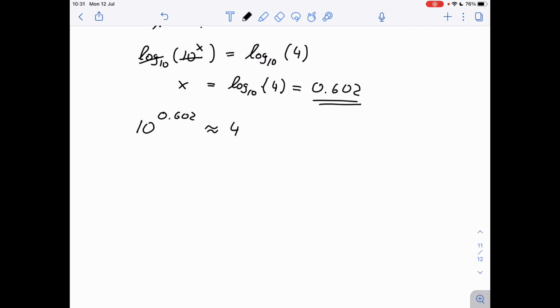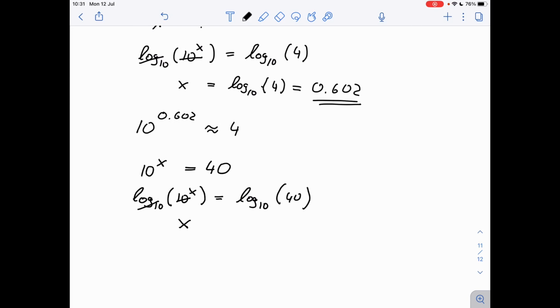Now let's see what happens if we've got 10 to the power of x gives, let's say, 40. Now that's an interesting one, but we know how we can do that. We can just simply take the log 10 of the left-hand side equals log 10 of 40. Okay, so again the log 10 and the 10 cancel out. We have x on the left-hand side equals log 10 of 40.